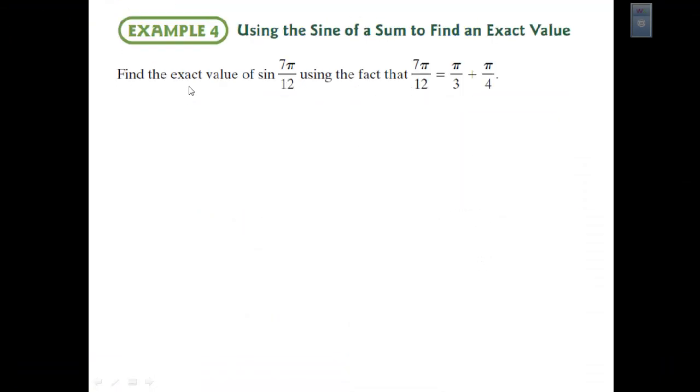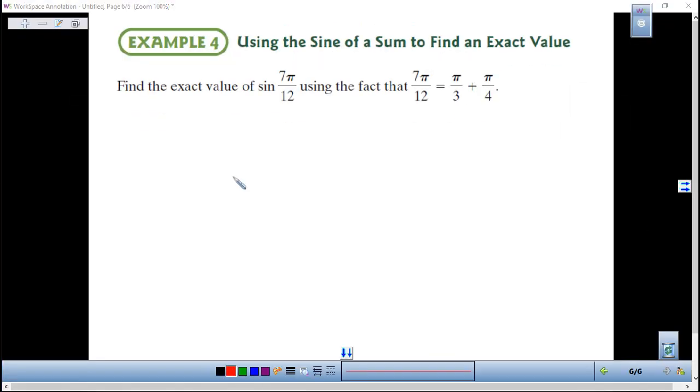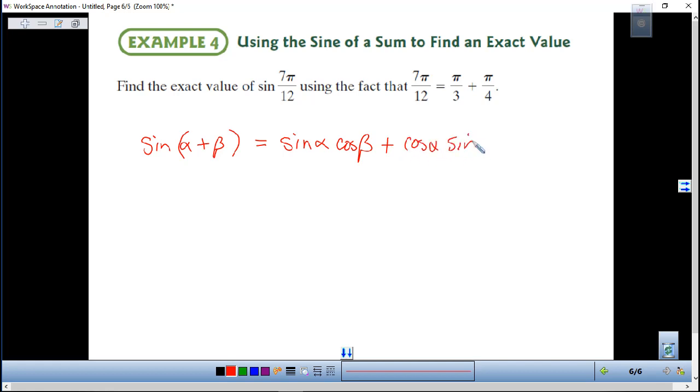All right, find the exact value of sine 7 pi over 12 using the fact that 7 pi over 12 equals pi over 3 plus pi over 4. So we're doing a plus. We've got sine of alpha plus beta equals sine alpha cosine beta plus cosine alpha sine beta. Here, functions are different, signs stay the same.